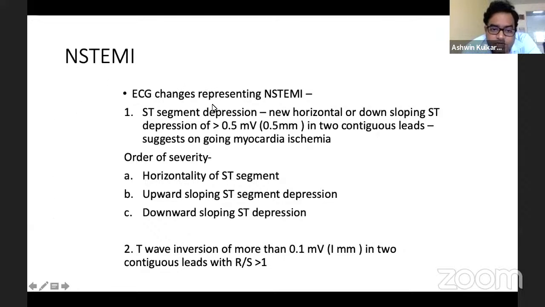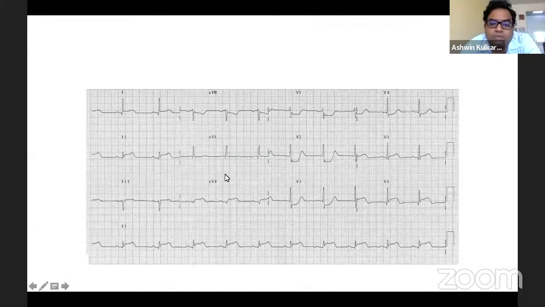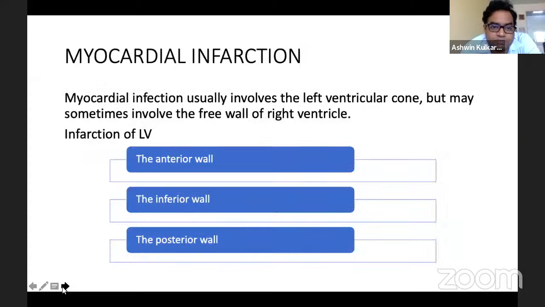So whenever you're getting ST-T changes without ST elevation, in fact you have ST depression or T wave inversion, we have to think it could be NSTEMI, or it could be unstable angina if the chest pain is ongoing. The difference between NSTEMI and unstable angina is the cardiac enzymes. In NSTEMI, cardiac enzymes are elevated, whereas in unstable angina, they are not elevated. This is a picture showing ST depressions in V1, V2, V3. So these are suggestive of NSTEMI.